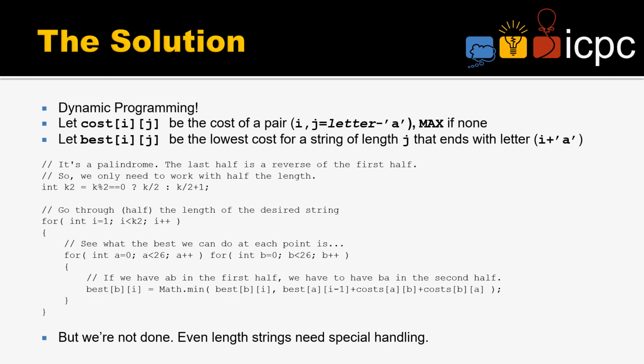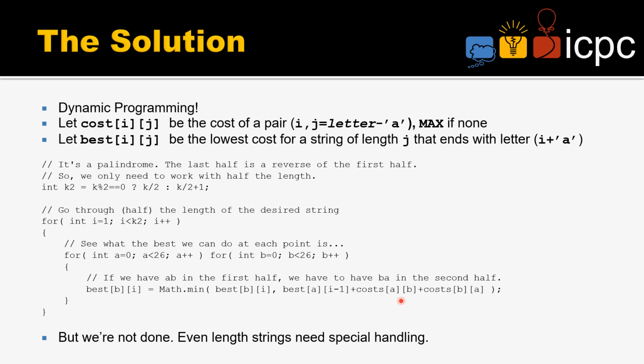Now, this is a palindrome, and because it's a palindrome, we only need to work with half the length. So we're going to let K2 be half the length, and that's only as far as we're going to go. So let's go through that length and see the best we can do at each point. If we have a string of length i minus 1 that ends with A, can we form a string of length i that ends with B? So the best we can do for B at length i is the minimum of what we've already got, plus if we went back one to that A and added B to the end.